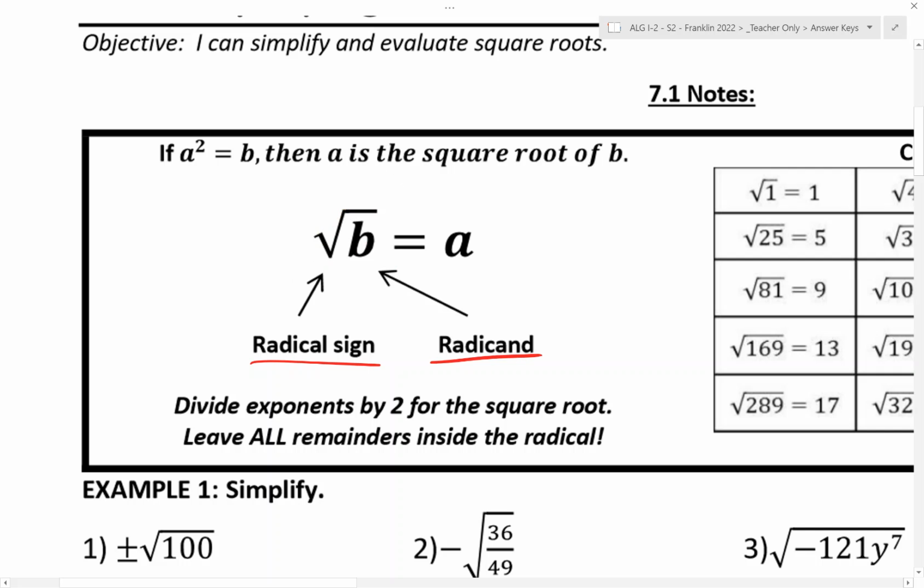If you have powers inside your radical symbol, the way we evaluate those square roots is by dividing exponents by 2. And remainders are going to stay inside the radical. So anything you have left over after taking the square root is going to stay inside the radical, and you'll see what that looks like when we do some examples here.